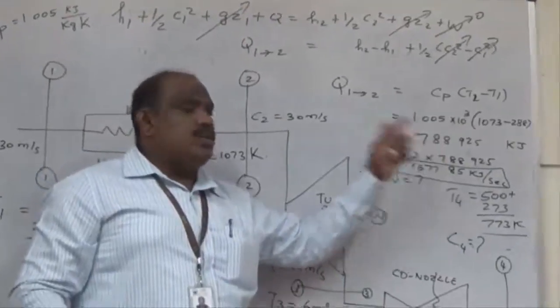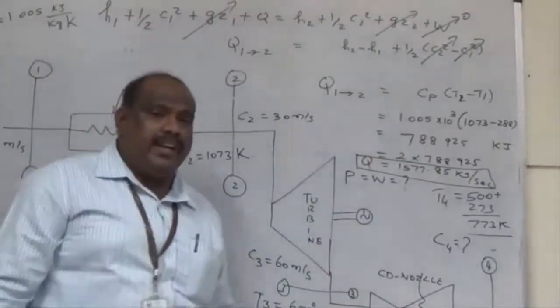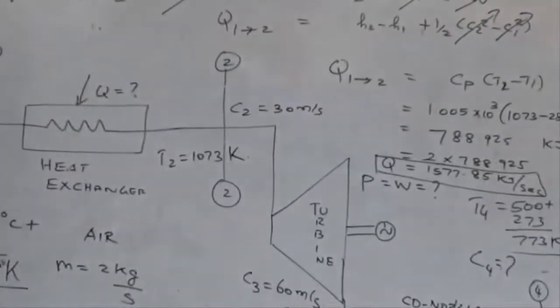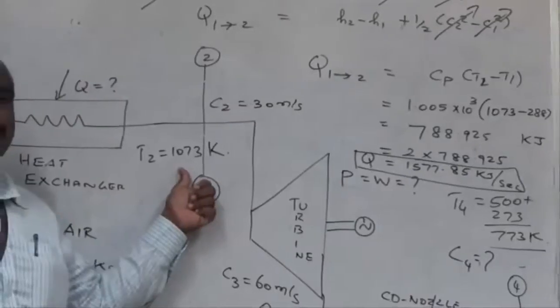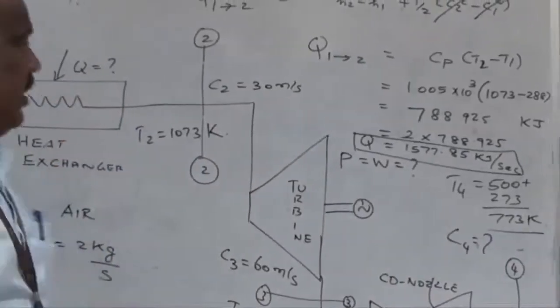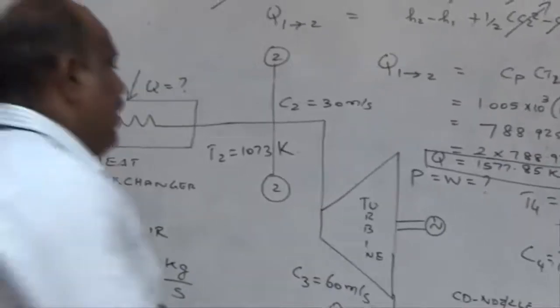So 1577 kilojoules per second of heat is required to raise the temperature of 2 kilograms of air per second from 288 Kelvin to 1073 Kelvin. Are you okay? I hope it is very clear. Now shall we move to the next topic, that is the turbine?